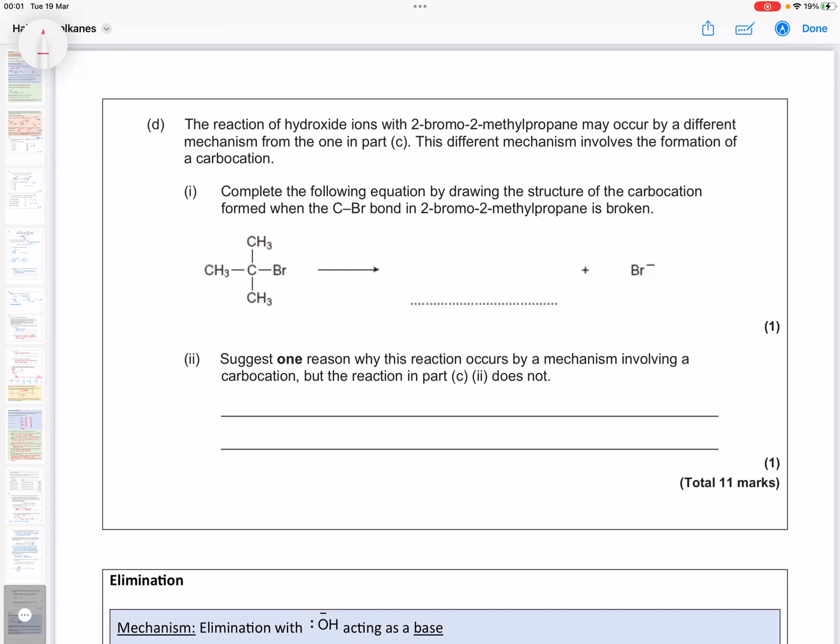Complete the following equation by drawing the structure of the carbocation formed when the C-Br bond is broken. So if a neutral molecule is broken to give a positively charged and a negatively charged species, we're just going to draw out what's left once the bromine has left.